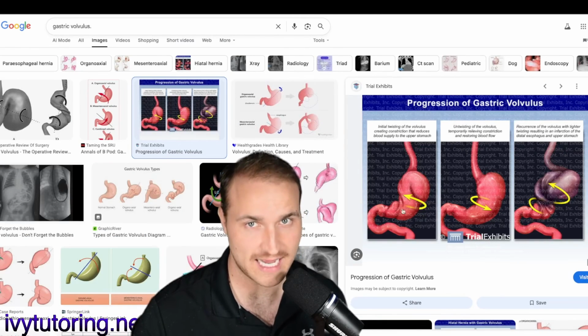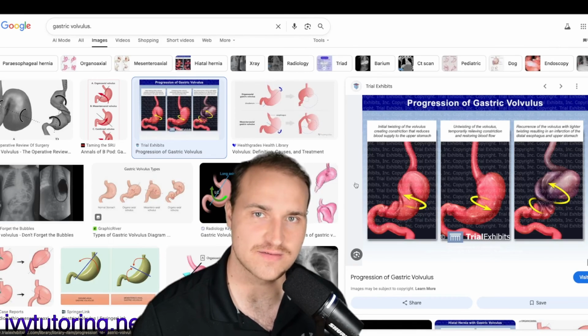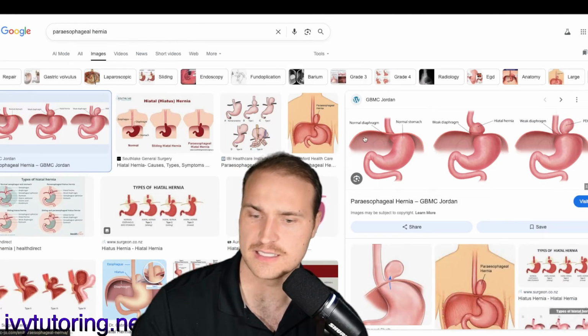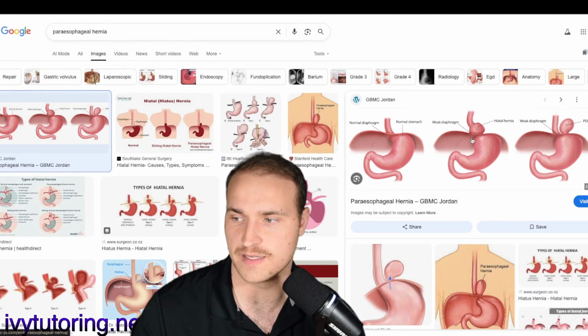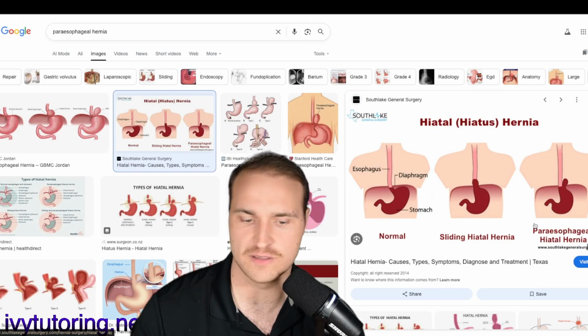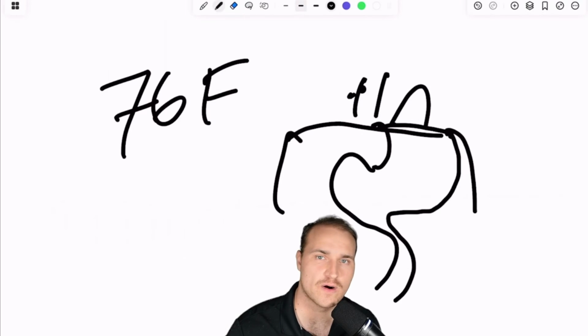Now, what lets this happen? Most often, it's a paraesophageal hernia. It's a type of hernia where part of the stomach will slip through the diaphragm beside the esophagus. That kind of looks like this. We have our normal diaphragm, normal stomach, weak diaphragm, hiatal hernia, and here is our paraesophageal hernia. There's our paraesophageal hiatal hernia. So part of the stomach is literally slipping through the diaphragm beside the esophagus.